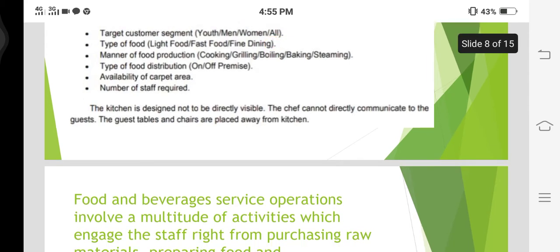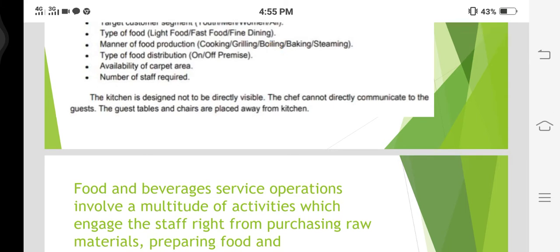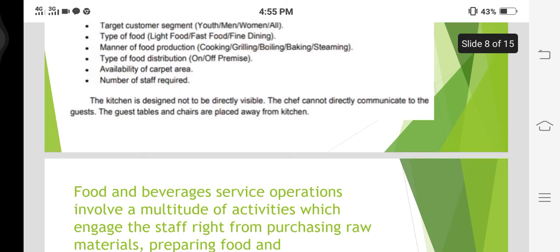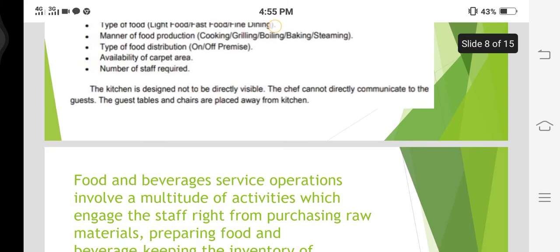Lastly is number of staff required. If you run a business like food and beverage service, you must hire authorized personnel like outlet cashiers, guards, supervisors, chef cooks, and managers.